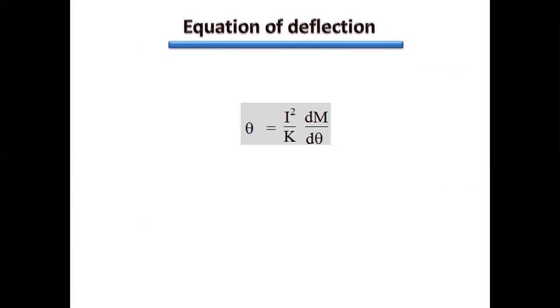The deflection of the pointer theta is equal to I square by k into dM by d theta, where theta is the deflection of the pointer in radian from the zero position, I is the current passing through the coil, k is the spring constant. The springs which are used for controlling torque, their constant is k, and Newton meter per radian is the unit. dM by d theta is the rate of change of mutual inductance of the coil.